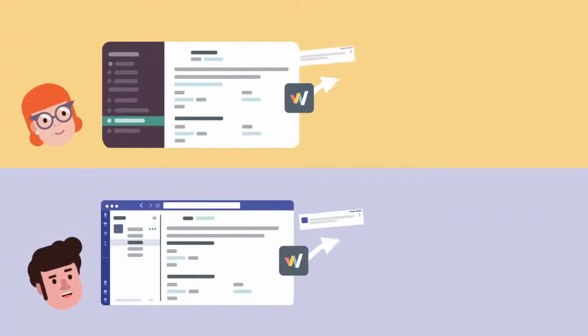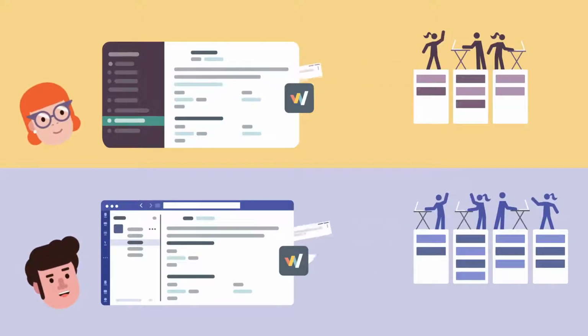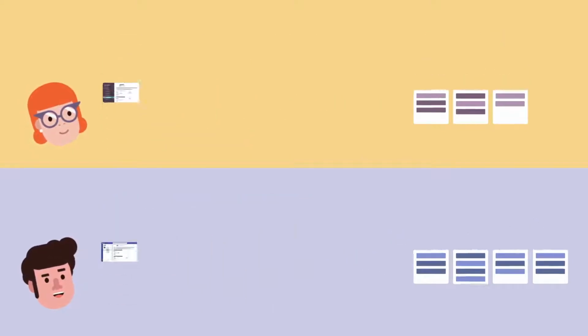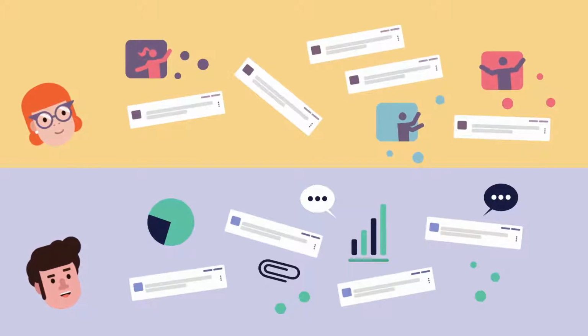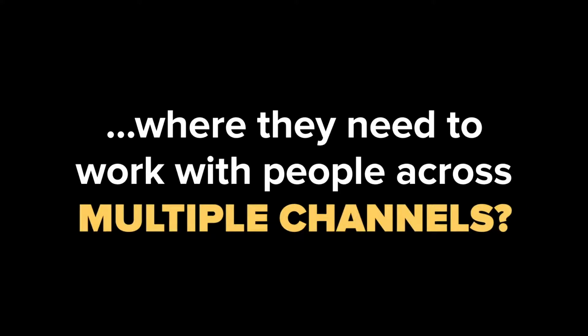Both Sarah and Mike are active on several different channels. To quickly see the progress and priorities of each channel, they check the status of tasks on that channel's Workstreams.ai task board. But how can anyone stay aligned on a project or a topic where they need to work with people across multiple channels?